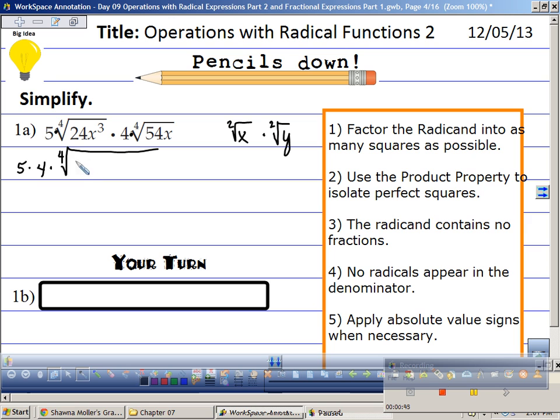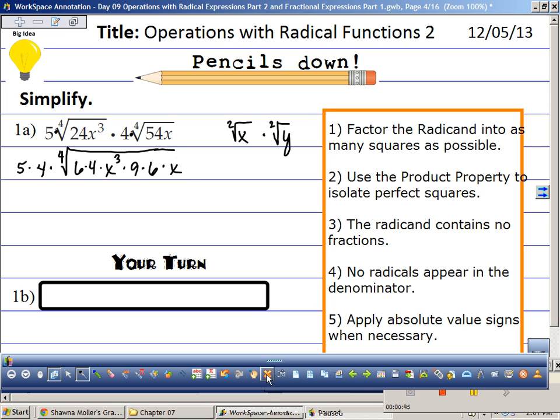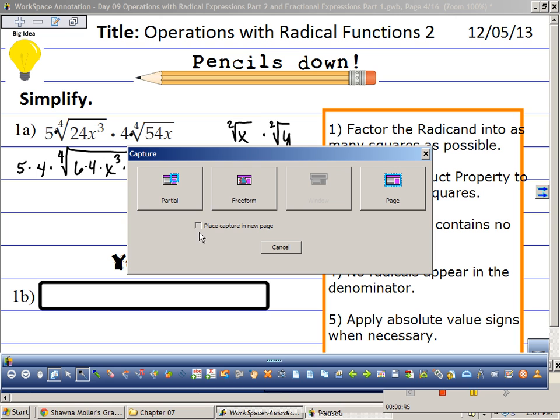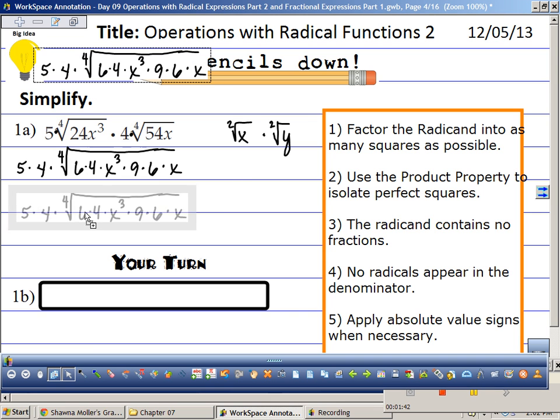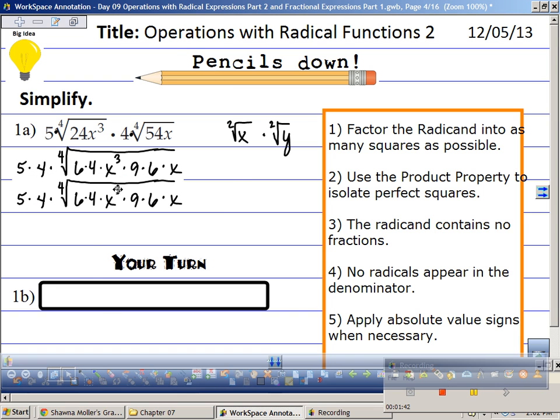How could you break up 24? 6 times 4, perfect. And x cubed, can't really break that up anymore because I need x to be x to the 4th. And 54 is 9 and 6. And another x. I'm going to go ahead and take a picture of this so that you have this when you copy it down. I don't want to destroy what we made right here, and I'll just manipulate this one. Sound good?